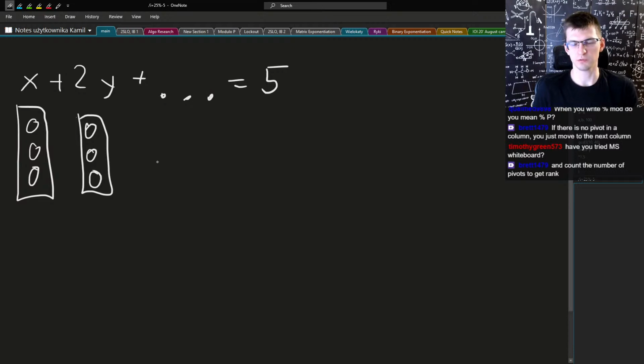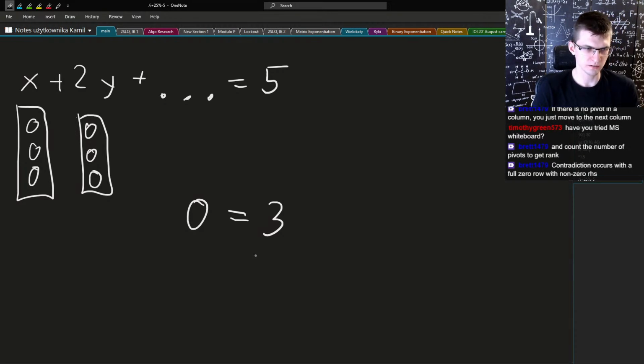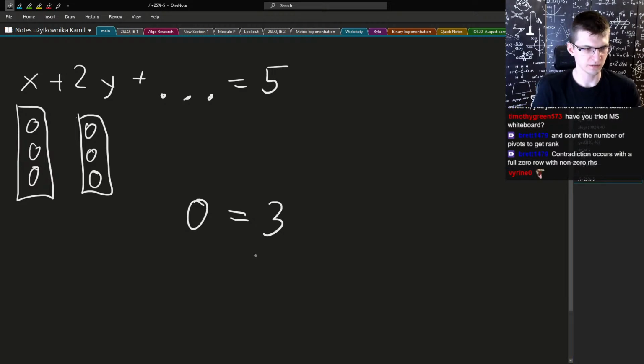But I think we should still continue. When there is a contradiction, I think I need to get to the very end, and I will get some solution. I think only if I get an equation like 0 is equal to 3. Count the number of pivots to get rank? You mean count the number of columns without a pivot? Then I agree. Yeah, so non-zero right hand side, and here just zeros, then no solution.